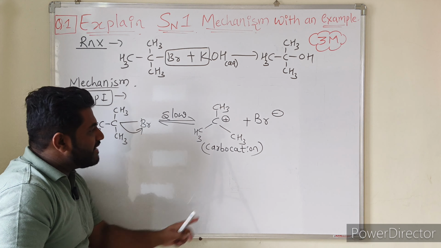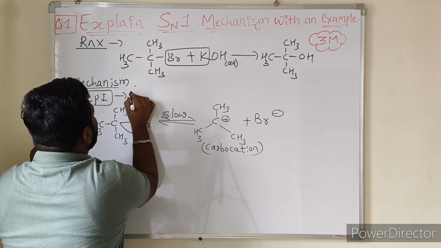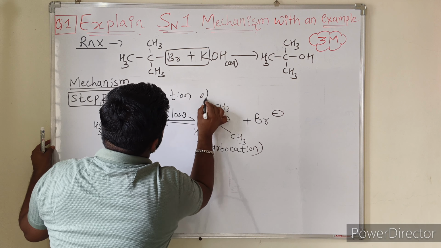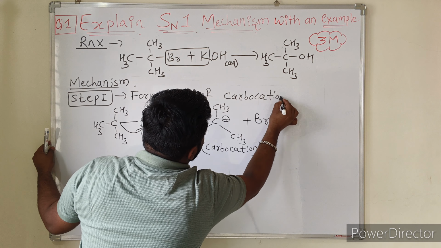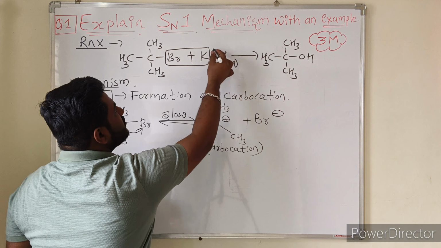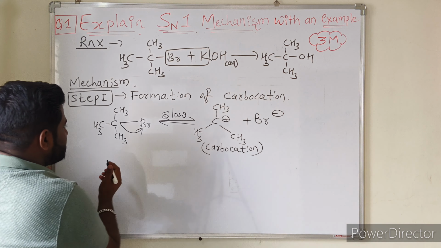So in the first step, what is happening? Carbocation is formed or not? Hence, the step name is formation of carbocation. What is the first step? Formation of carbocation. Carbon with positive charge is called a carbocation. Now in the second step, the nucleophile is going to attack the carbocation.